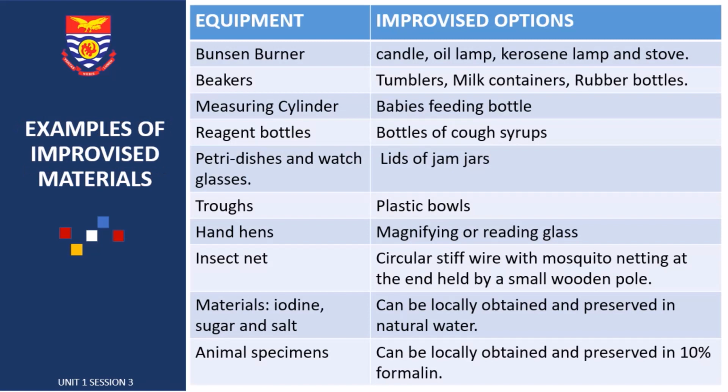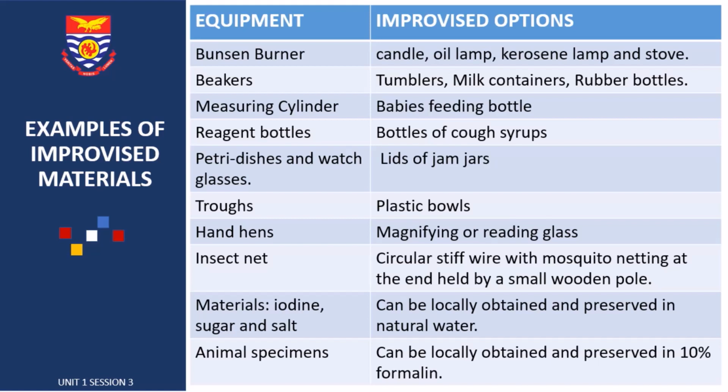So now let us look at examples of improvised materials. Here, the equipment is the standard material, and then the improvised option. You can see Benson burner there. So in improvising a Benson burner, what do we use? We use a candle, oil lamp, kerosene lamp, or stove. These are the materials which serve as improvised materials in place of the Benson burner.